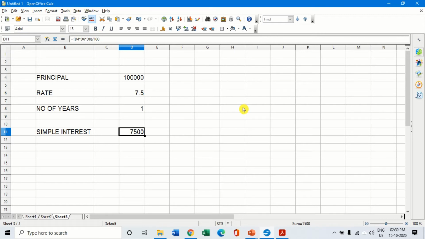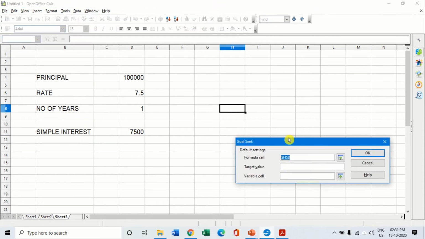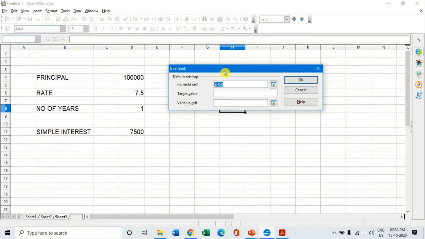So I click on tools, goal seek, and here I get this particular dialog box. First I need to say where my formula is. My formula is in cell D11. I click on the formula. Now what is my target value? Using this formula, what is the target that I want to achieve? I want to get 10,000 rupees, or 8,000 rupees, whatever it is, as my interest.